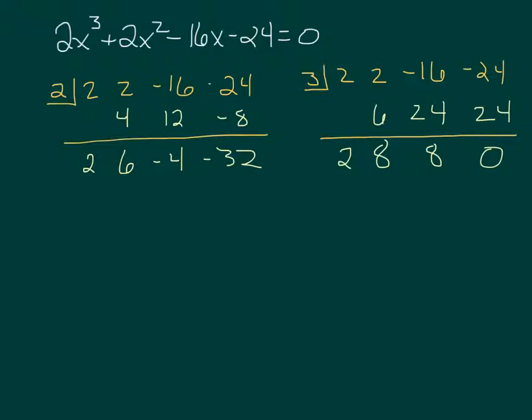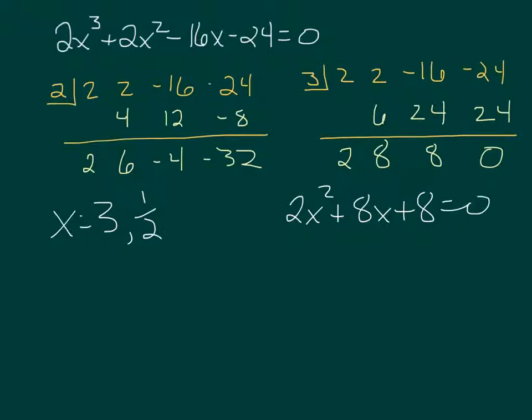So now we found 2. We have x equals 3 and 1/2. And now we have the quadratic 2x squared plus 8x plus 8 equals 0. And we can use the quadratic formula, but this one factors, so I'm going to factor again, but use the quadratic formula if you want. We can divide everything by 2 here, which is a nice move. So we really have x squared plus 4x plus 4 equals 0.